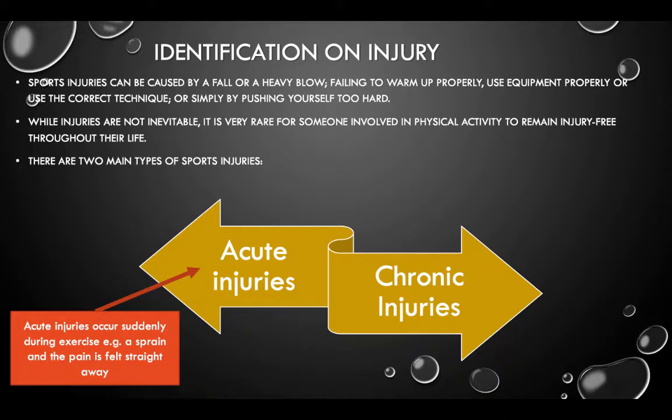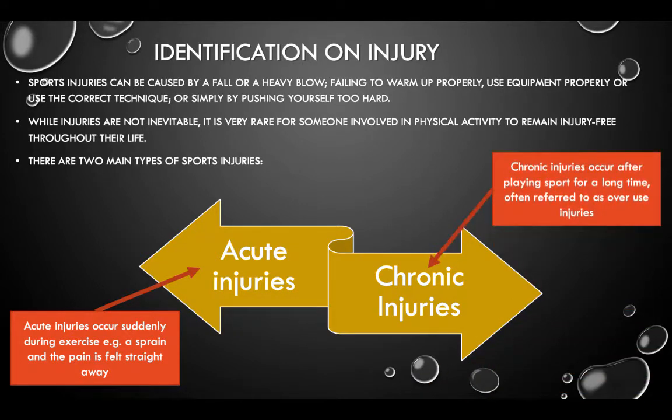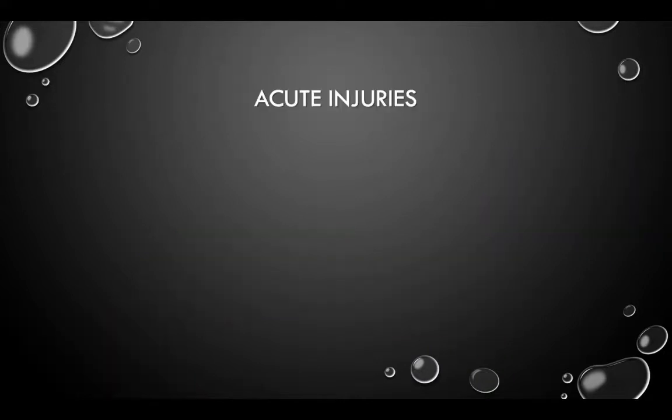Acute injuries occur suddenly during exercise, for example a sprain, and the pain is felt straight away. Chronic injuries occur after playing sport for a long time, often referred to as overuse injuries.